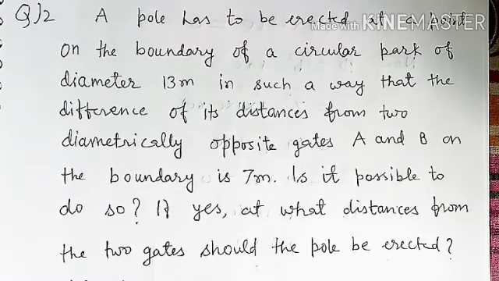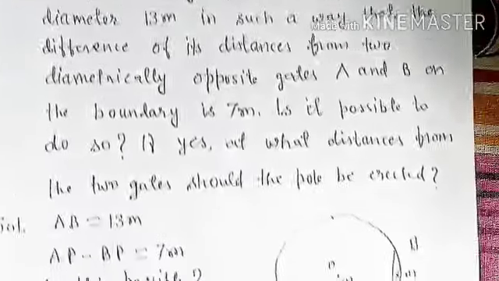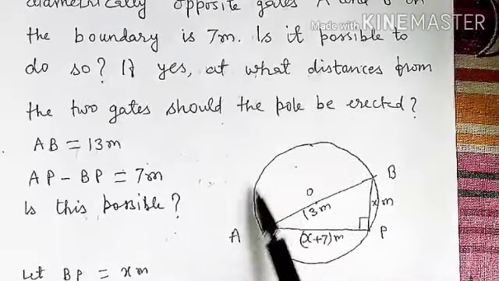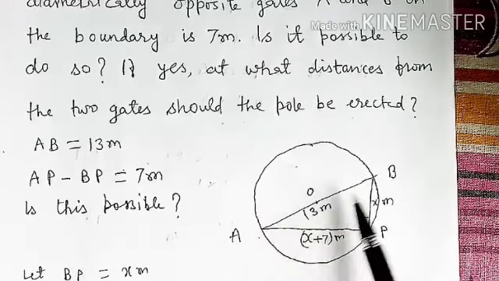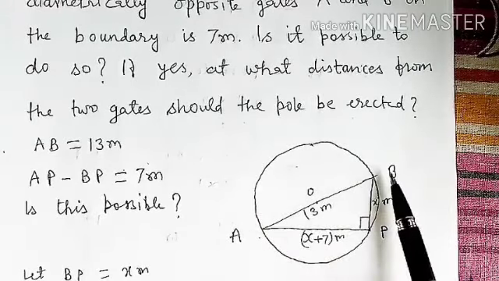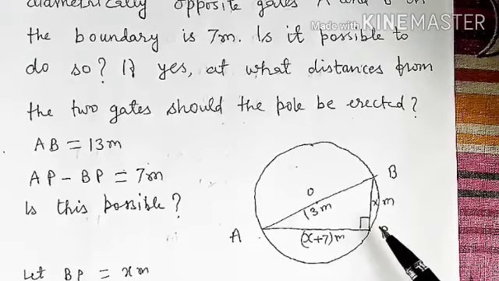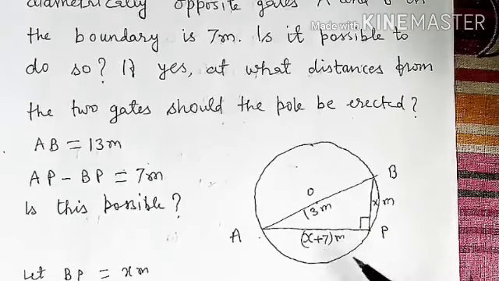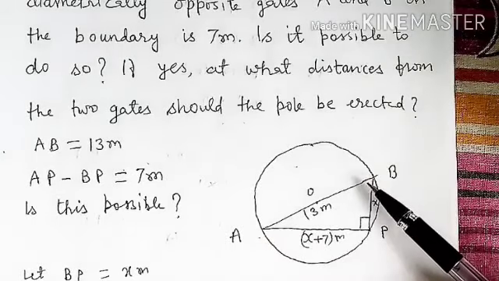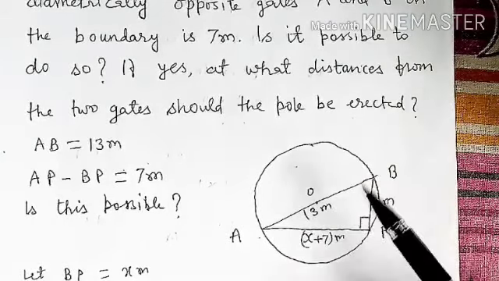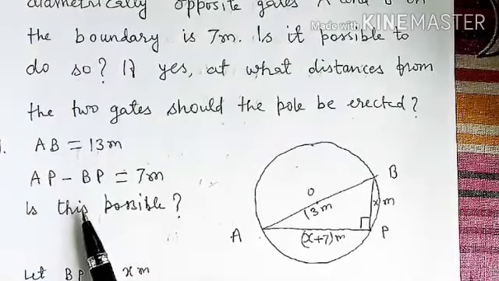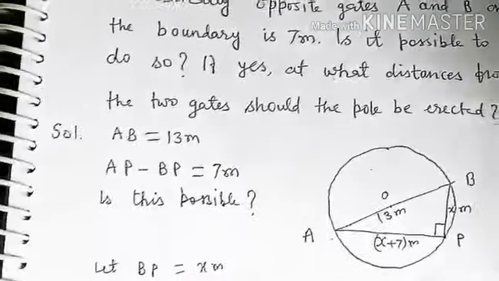Right? So, see, this was the question. We have a circular park, and two points A and B, they are gates which are diametrically opposite. We have to erect a pole such that the difference of the distance of the pole from A and B is 7 meter, and the diameter of the park is 13 meter. So AB is 13 meter and AP minus BP is 7 meter. Now we have to tell, is this possible?